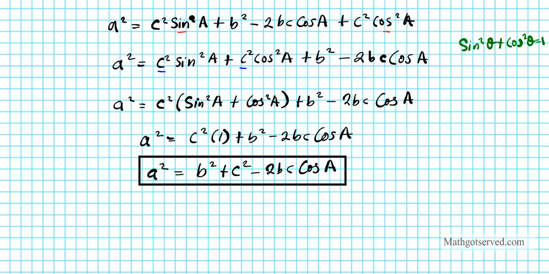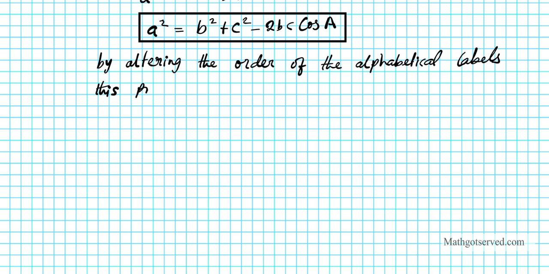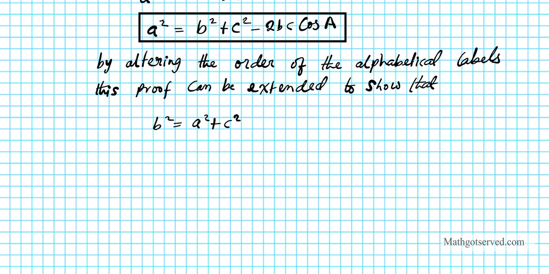Okay, so this could be extended to the other two cases. By altering the order of the alphabetical labels, this proof can be extended to show that b squared equals a squared plus c squared minus 2ac cosine B, and c squared is equal to a squared plus b squared minus 2ab cosine C.